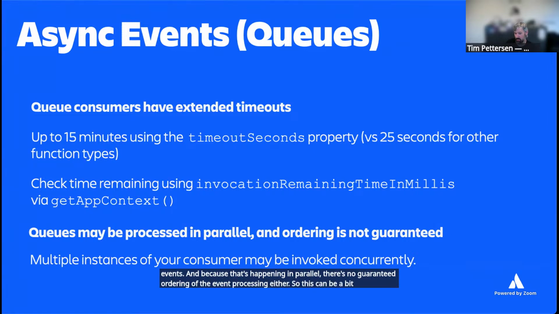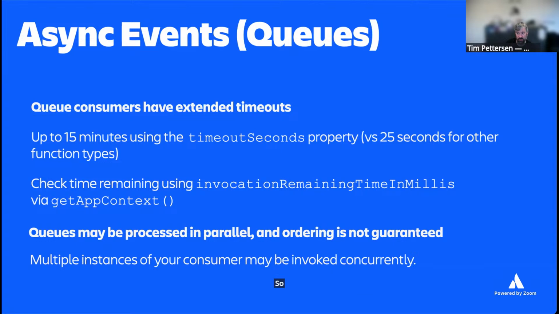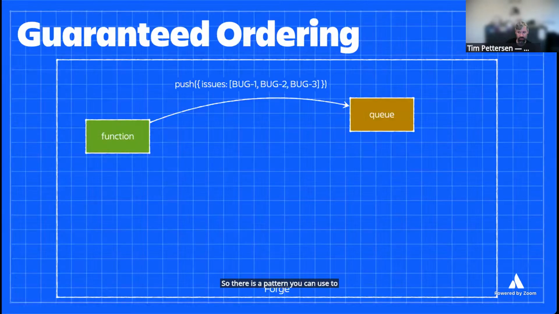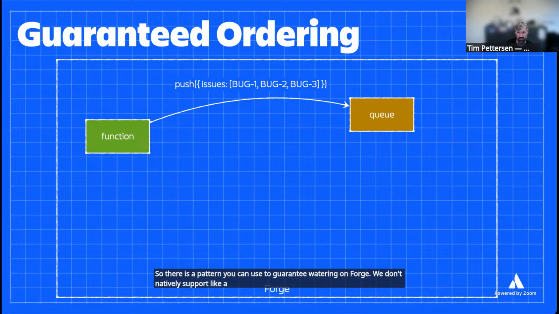You can also run into problems with things like product API rate limits if you're assuming that your queue is going to be processed in a serial fashion. So there is a pattern you can use to guarantee ordering on Forge. We don't natively support a FIFO, or first in, first out queue, but there is a technique you can use.